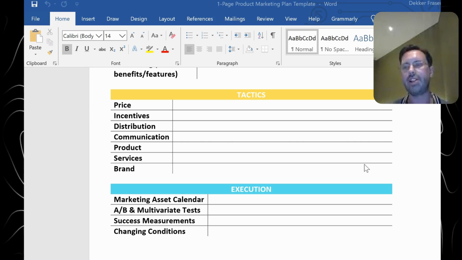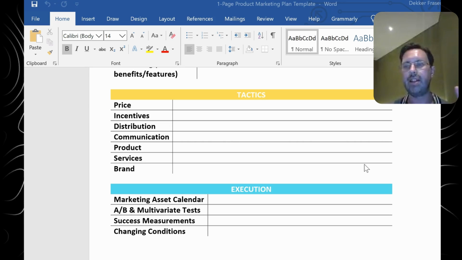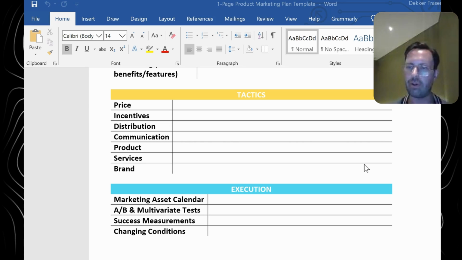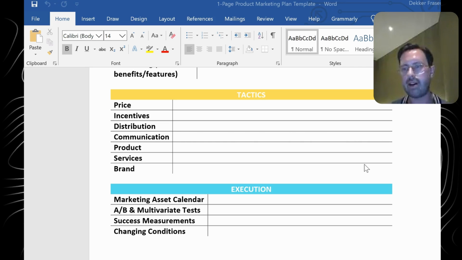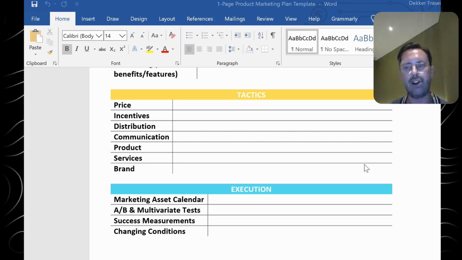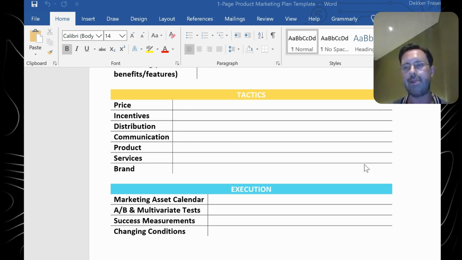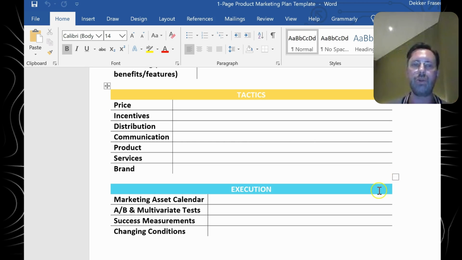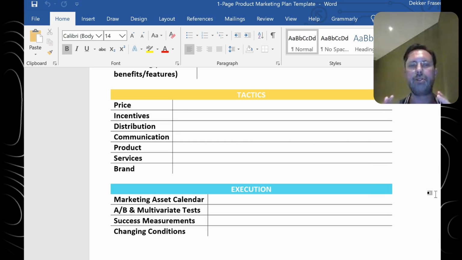You got to make sure all that stuff's in sync, because you need to align the demand generation, the performance marketing, the content marketing, the social media gurus, the contractors, the SEO people. You got to get them all on the same page, and the easiest way to do that is with the calendar.